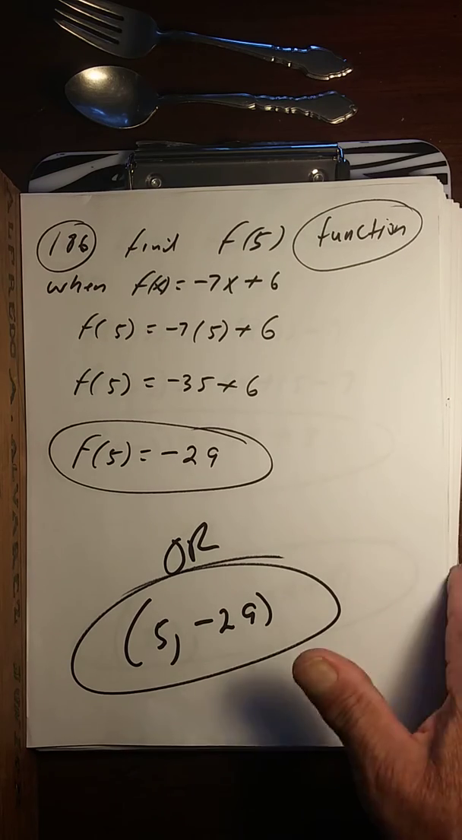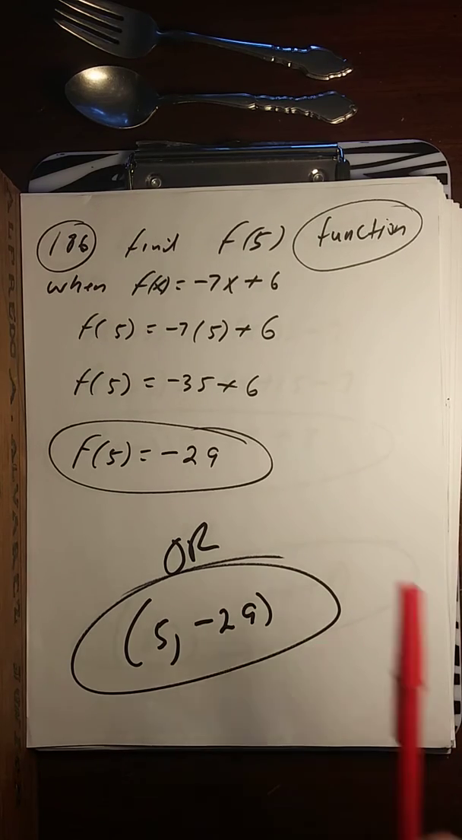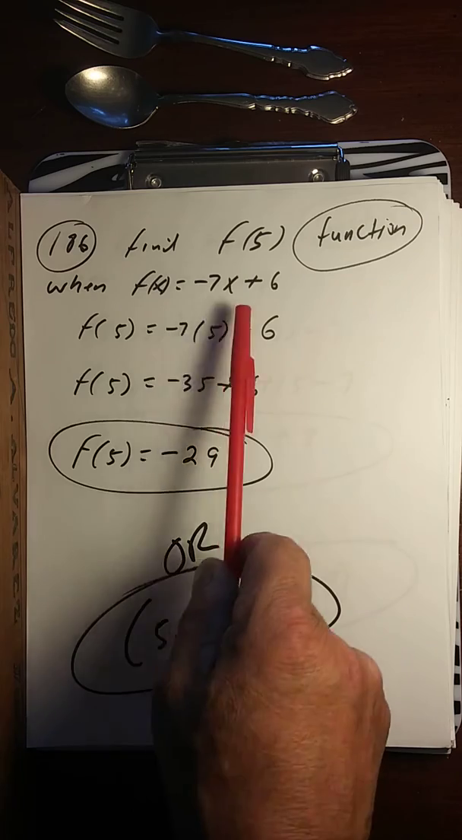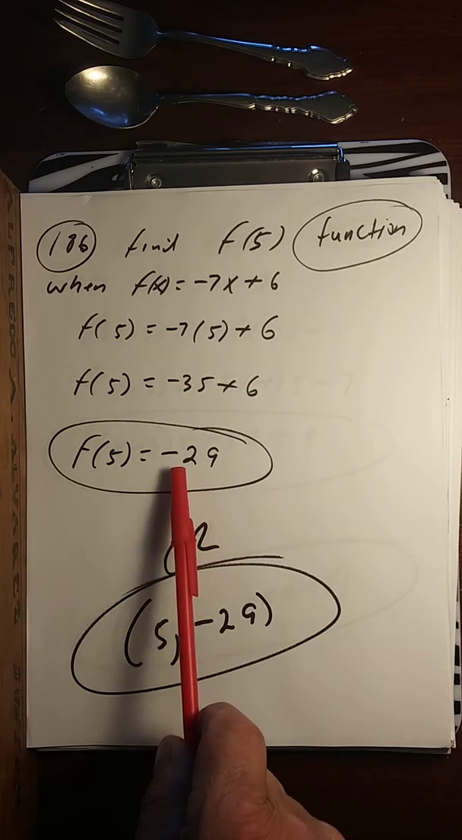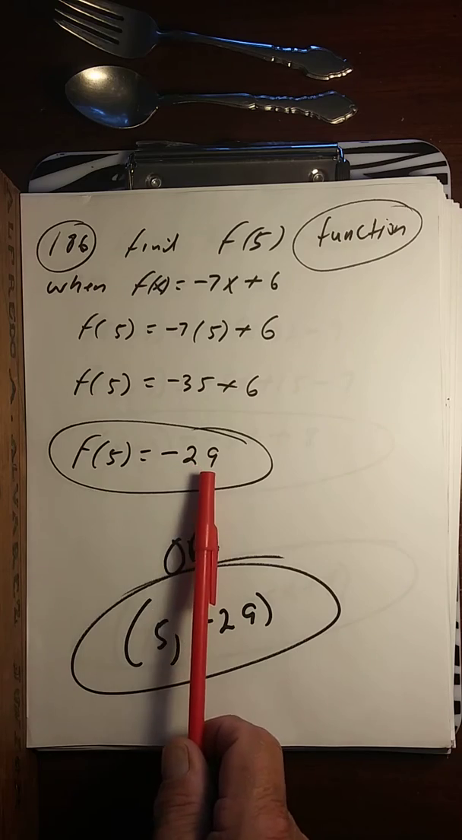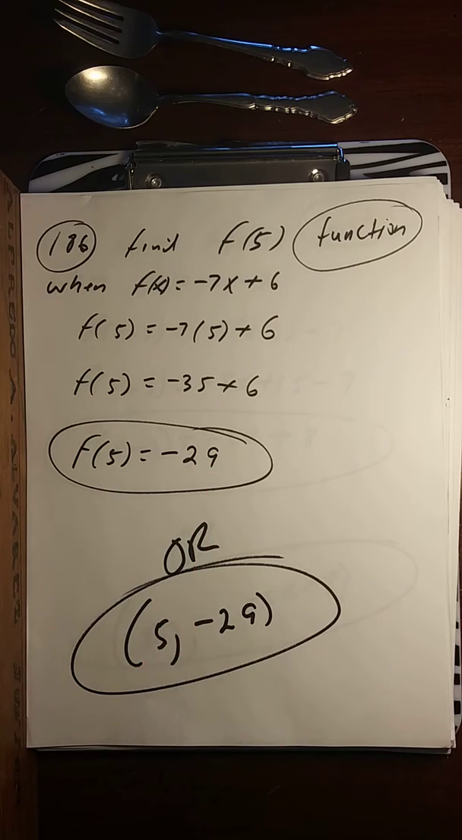Find f of 5. That means another function. So you're going to substitute into this formula. F of 5 means negative 7 times 5, negative 35, plus 6. That's going to be negative 29. So f of 5 is negative 29. Or 5 and negative 29.